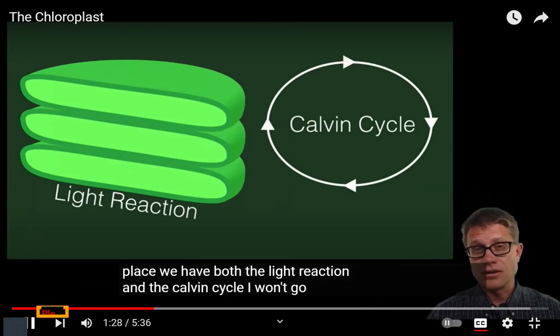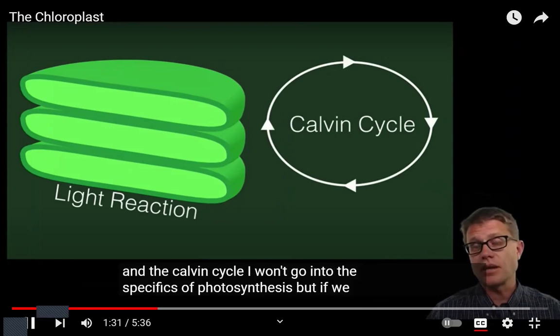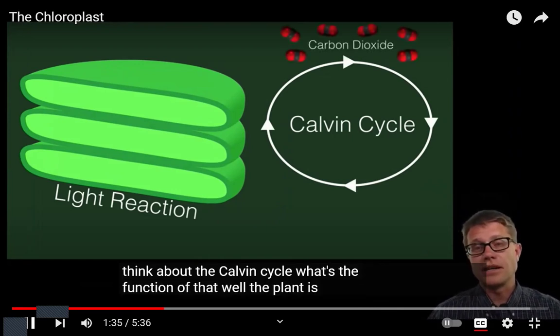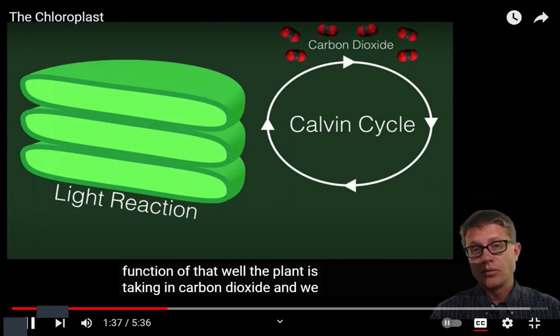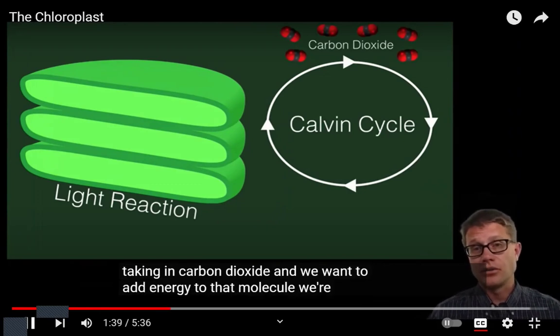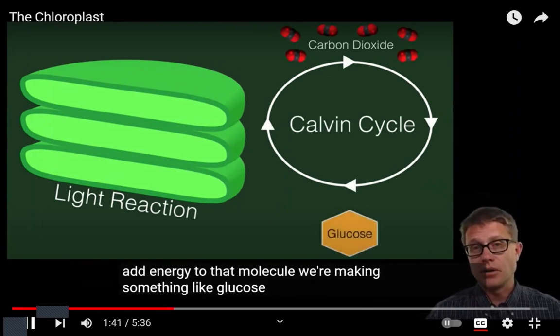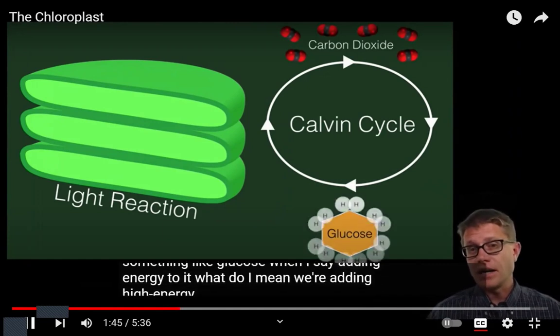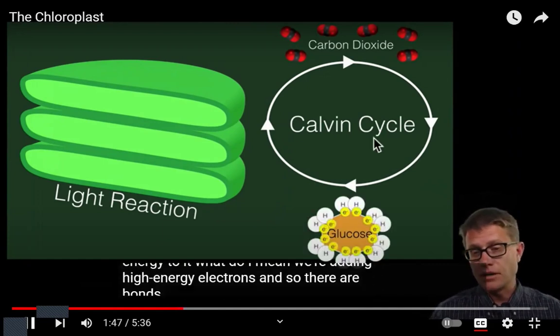I won't go into the specifics of photosynthesis, but if we think about the Calvin cycle, what's the function of that? Well, a plant is taking in carbon dioxide and we want to add energy to that molecule. We're making something like glucose. When I say adding energy to it, what do I mean? We're adding high energy electrons, and so there are bonds.